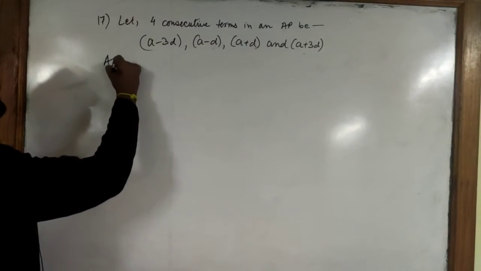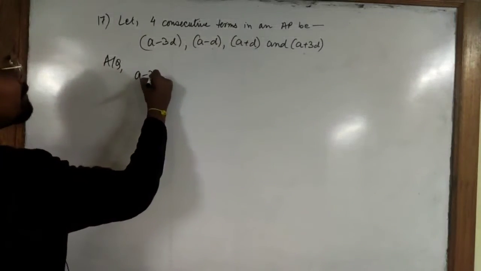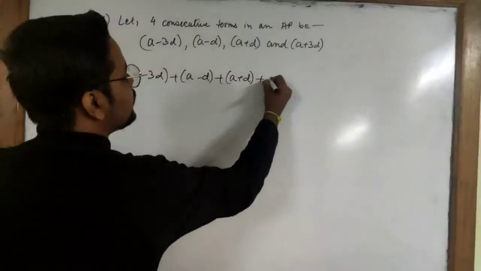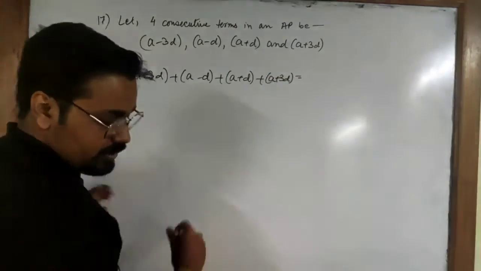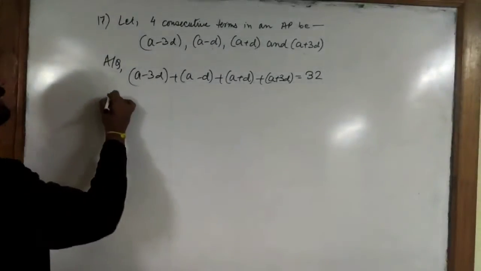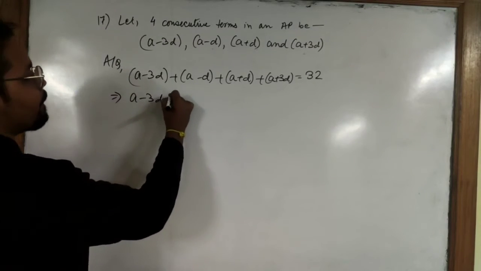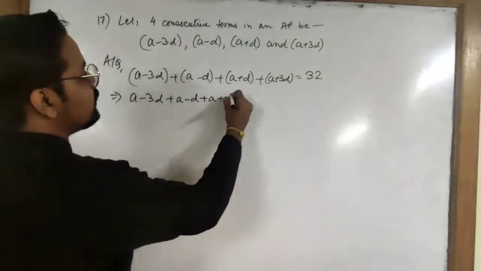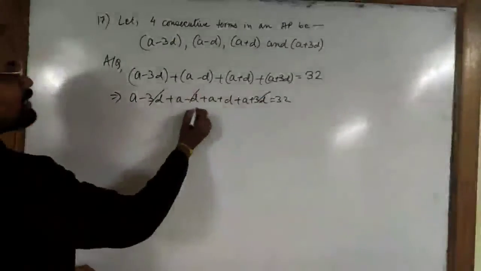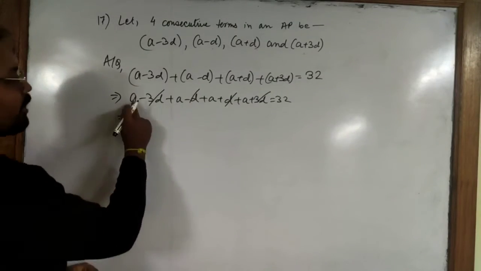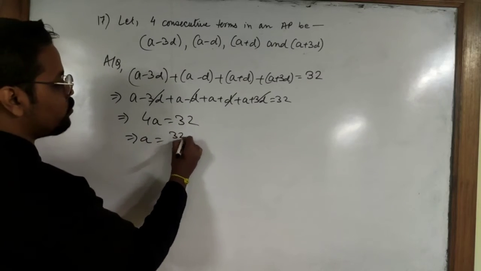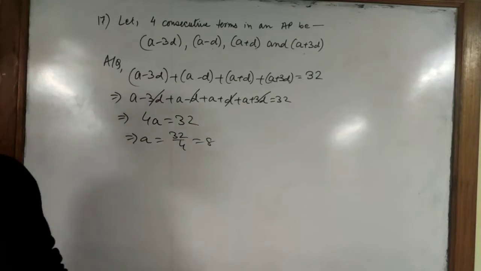Now according to the question, the sum of these terms is a minus thrice d plus a minus d plus a plus d plus a plus thrice d. The sum of these terms is given as 32. Why have I done this? If you look carefully, let me remove the brackets. Minus thrice d and plus thrice d, minus d and plus d will cancel. I will have 4 a's. 4a equal to 32, so a becomes 32 by 4, that is 8. I directly get the first term.